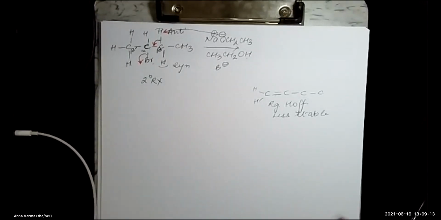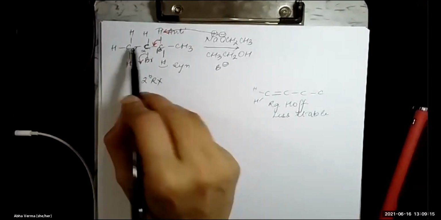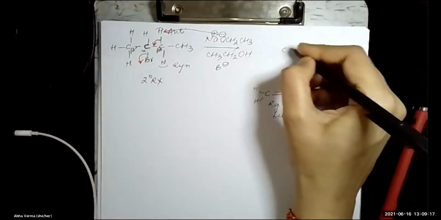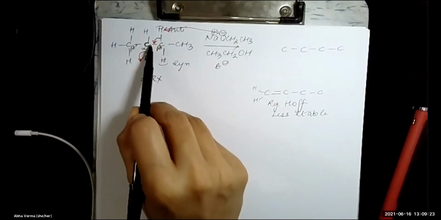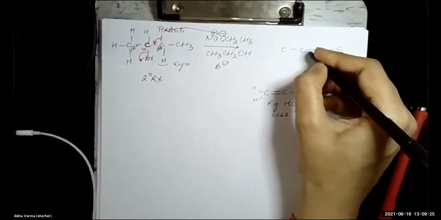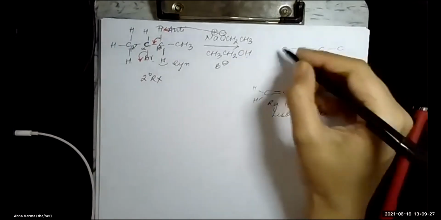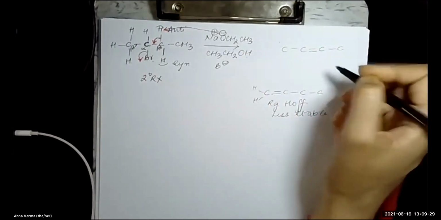Exactly same. And so I'm going to draw my 4 carbons again. Where are my double bonds going to be? On the second and the third carbon. And of course, there are hydrogens all over on it.